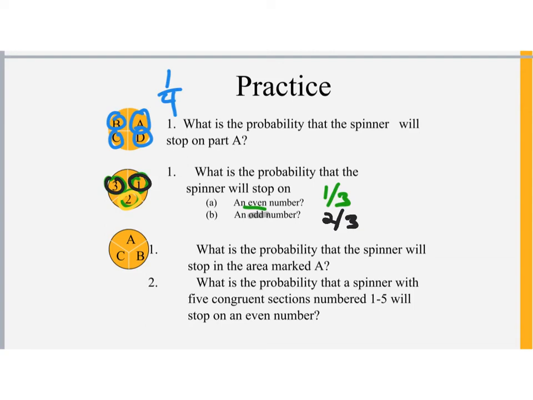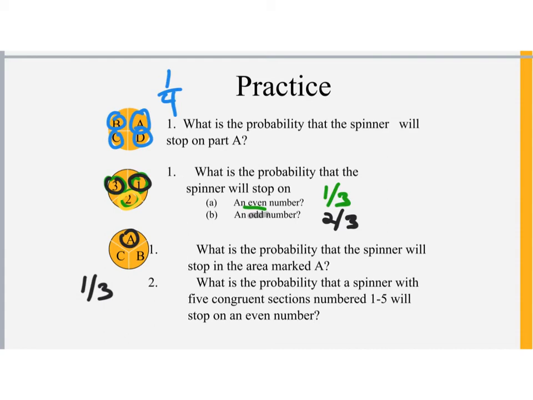The probability that the spinner in the last problem will stop on A is 1 out of 3 because there are 3 possibilities, A, B, and C, that are equally likely because the slices are equal in size, and only one of them is A. And the last part asks, what is the probability that a spinner with 5 equal or congruent sections numbered 1 through 5 will stop on an even number?